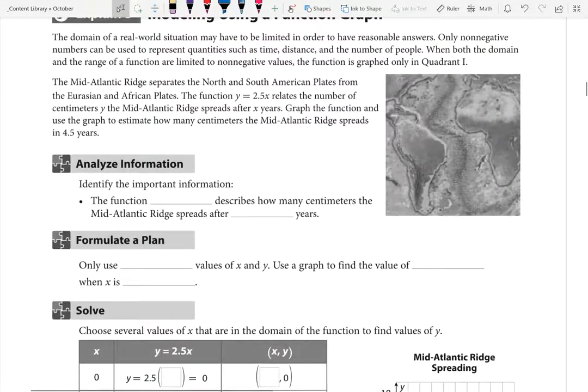So in this word problem, it says the Mid-Atlantic Ridge separates the North and South American plates from the Eurasian and African plates. The function y equals 2.5x relates the number of centimeters y the Mid-Atlantic Ridge spreads after x years. Graph the function and use the graph to estimate how many centimeters the Mid-Atlantic Ridge spreads in 4.5 years.